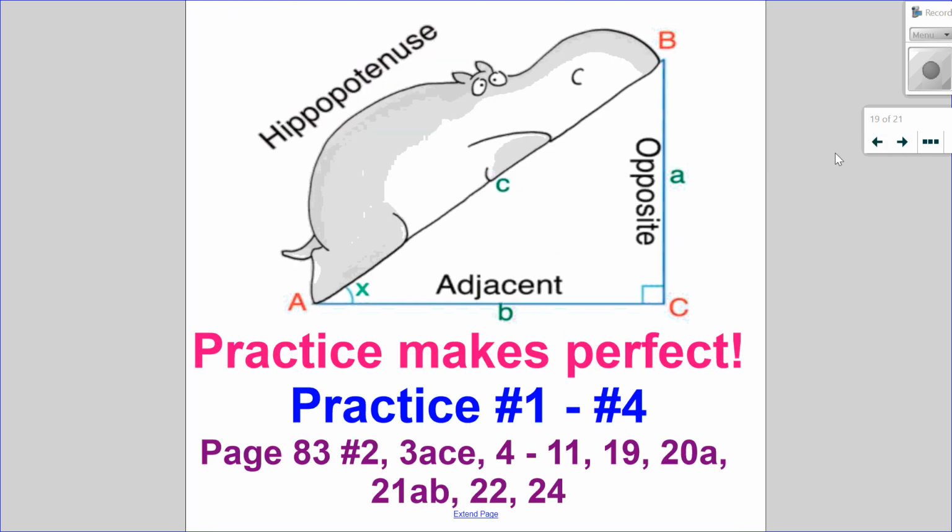So remember, when you guys are doing this, SOHCAHTOA is going to help you solve for the missing sides and also find the missing trig ratio.